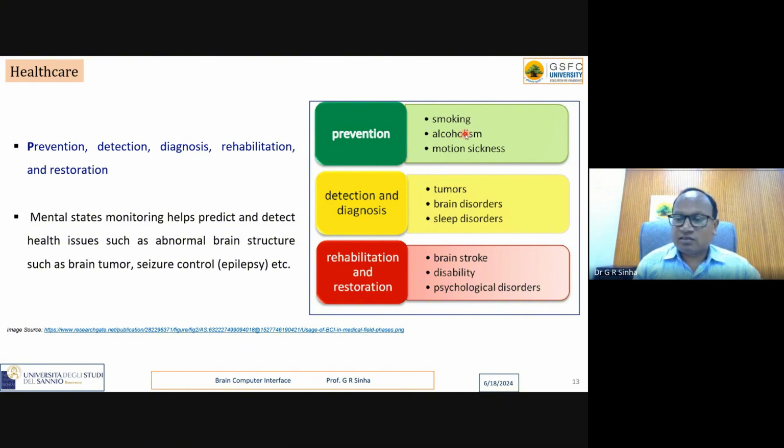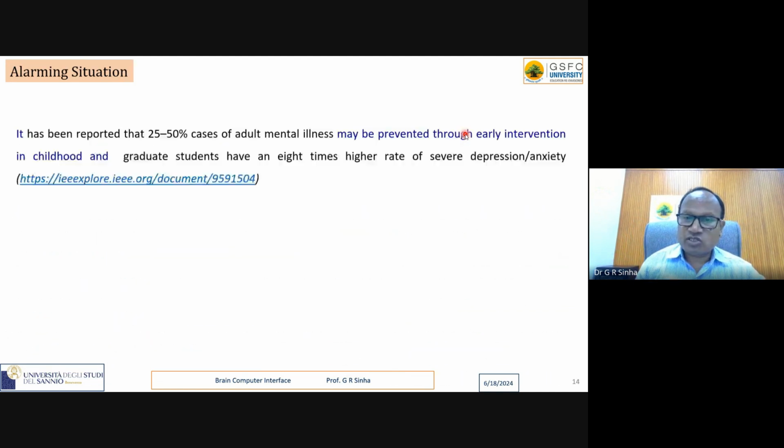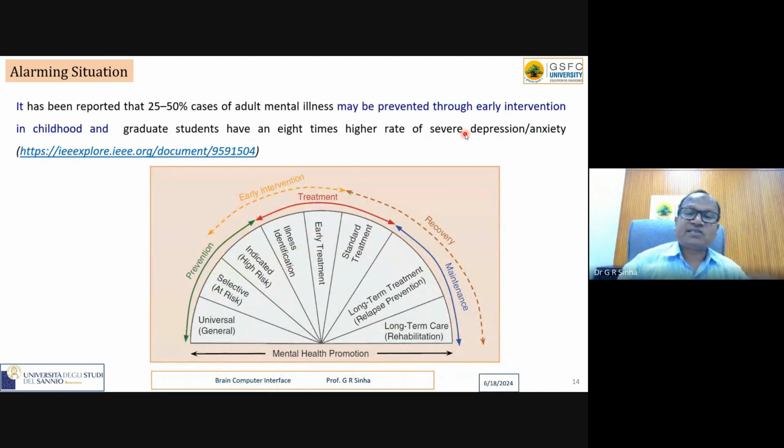I think we have another 3 to 4 minutes. We'll stop here with a very interesting slide. I have taken this from an IEEE paper. This paper says it has been reported that 25 to 50% of cases of adult mental illness may be prevented through early intervention in childhood.